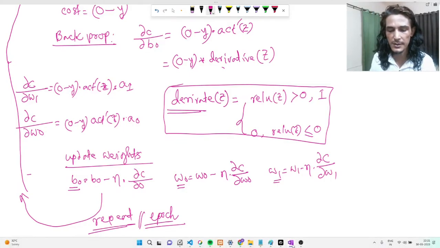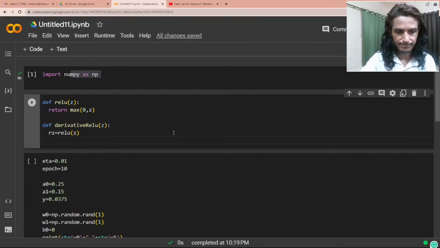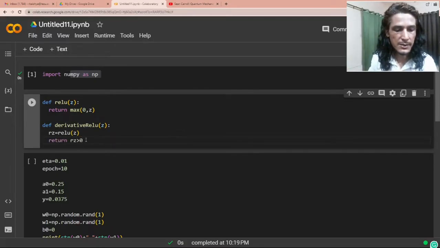Then we can write it this way: return whether rg is greater than 0 or not. If rg is greater than 0, then it is true, which means it will return 1. Otherwise, if it is less than or equal to 0, it will be false, meaning it will return 0. Okay, so that's what we want.